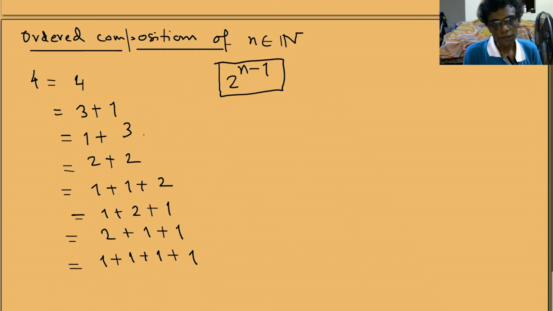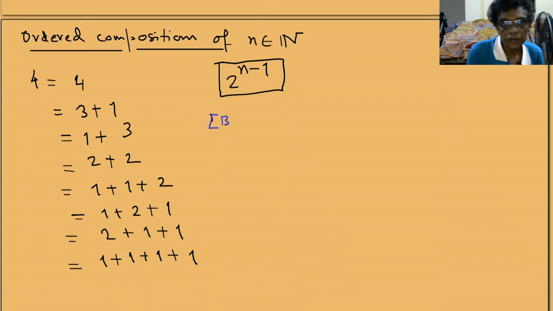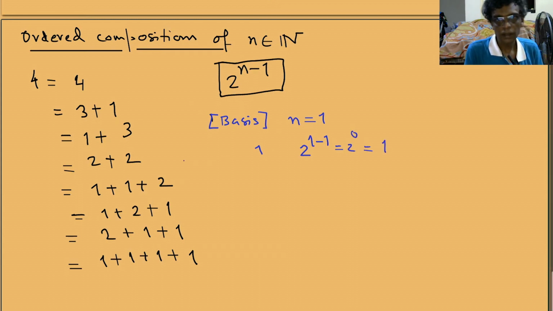So I will now give an inductive proof for this. This is true for all n greater than or equal to 1. So, induction basis, n equal to 1. Of course, there is only one way of writing 1, that is 1 equal to 1. And so this count is 1. On the other hand, 2 power 1 minus 1 is 2 power 0, which is also 1.